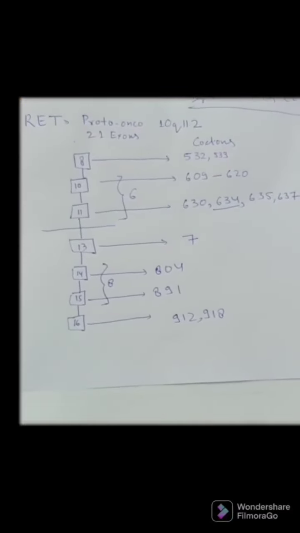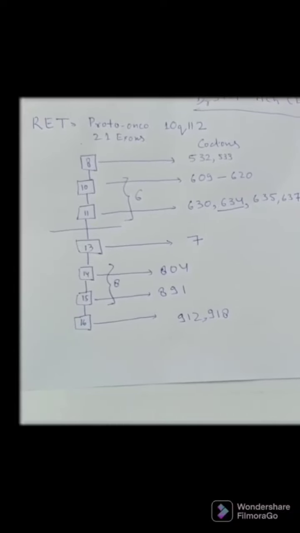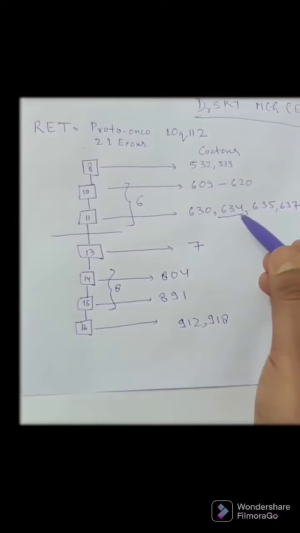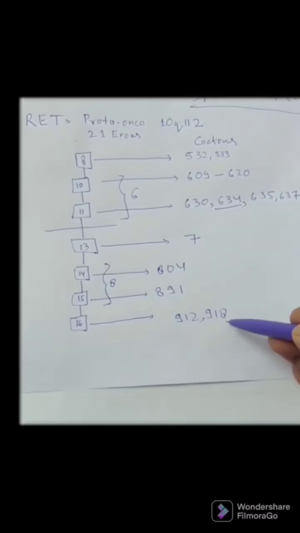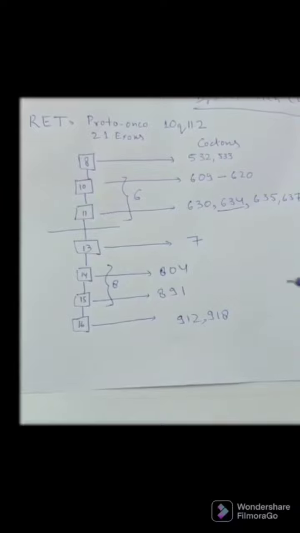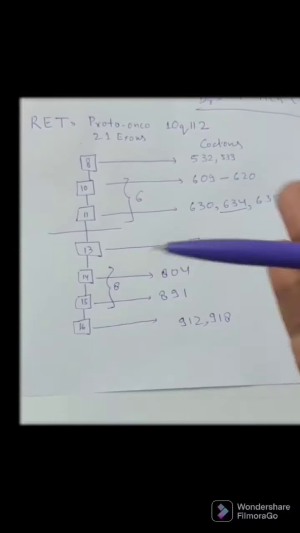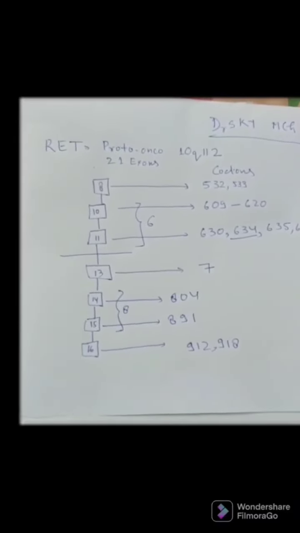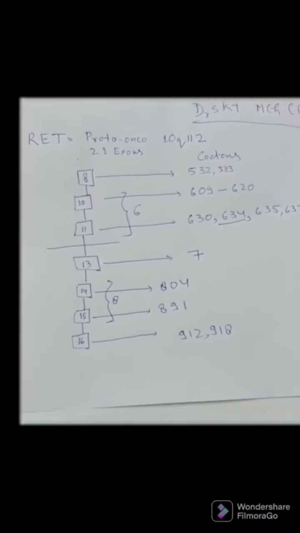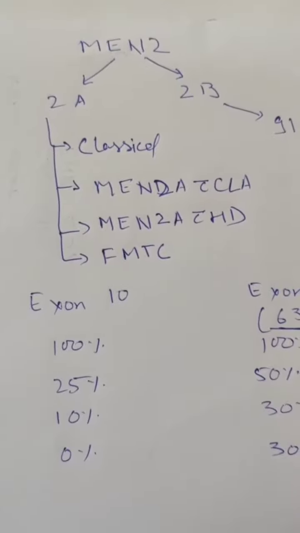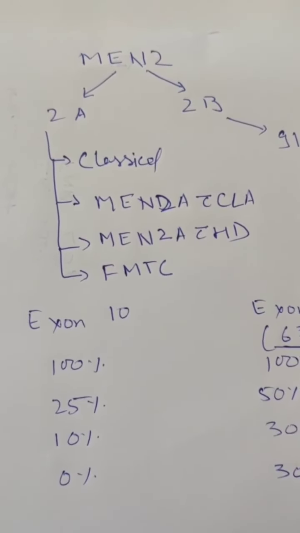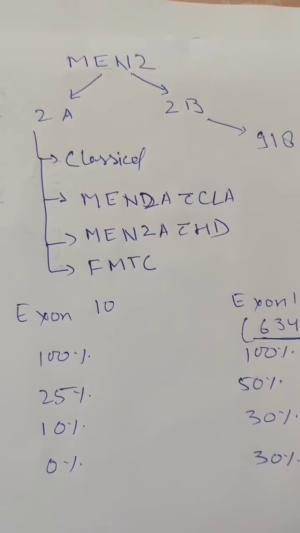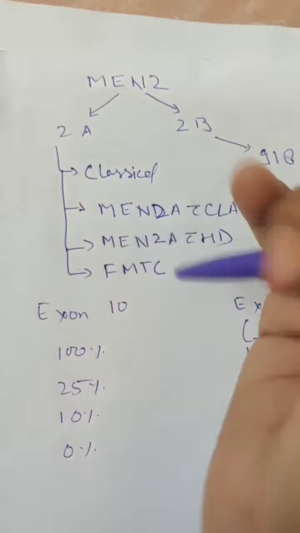I think the most important codons are 634, 891 and 918. But if you can remember at least this series and corresponding exon, it may fetch extra marks if any question comes on that. Now that we have understood the RET proto-oncogene, it will be easy to understand MEN2 syndrome.